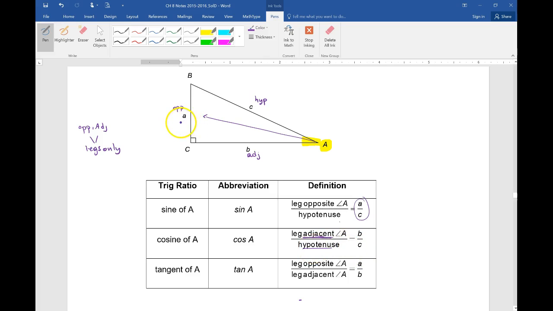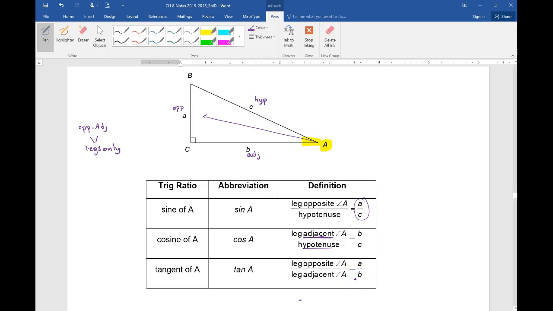Now that leaves the tangent. So we did a with c, b with c. Which ones did we not do? a and b. Well, the opposite over the adjacent, that's the tangent of A, abbreviated as TAN, never tan. Always tangent, and it's a over b.